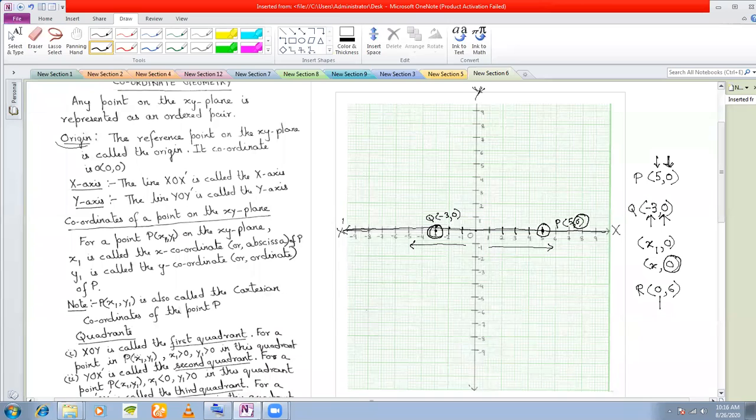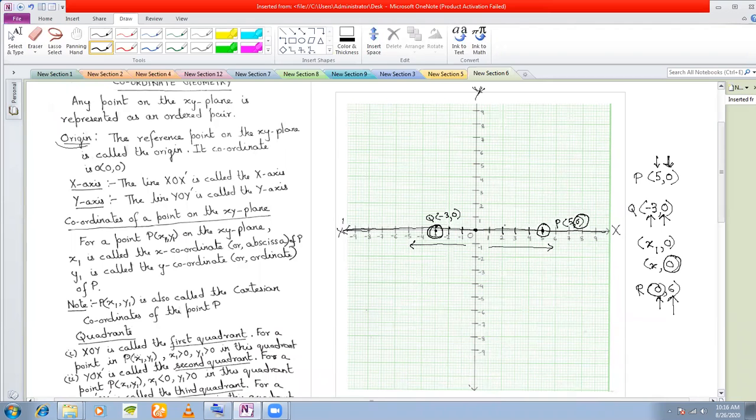So clearly here, the abscissa is 0. From the origin, I stay at the origin. I don't move anywhere because this is my 0. I cannot move in the positive direction of x. I cannot move in the negative direction of x. So I stay here. Now I look at the y coordinate, or the ordinate.